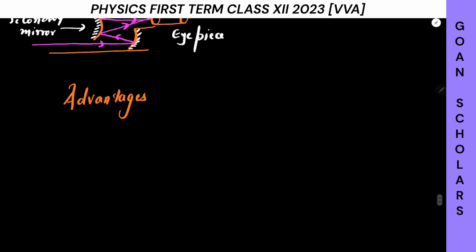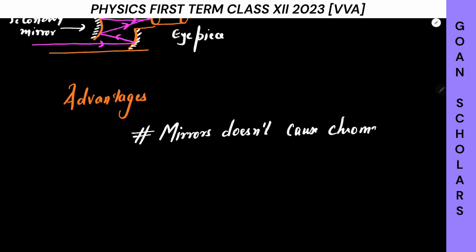First advantage here is these mirrors, because lenses do chromatic aberrations, mirrors don't. So first one is mirrors don't cause chromatic aberrations.